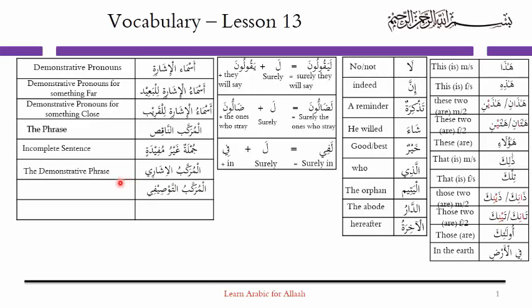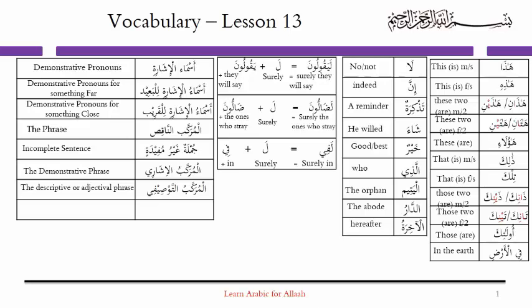Al-muraqqab al-ishari. The demonstrative phrase. This is because it is made up of two words without any concrete, conclusive meaning. Al-muraqqab al-tawsifi. This is the adjectival or descriptive phrase. Right? So, like, the boy is the tall boy. That is not a complete sentence. That is called al-muraqqab al-tawsifi. Tawsifi comes from wasafa, wasf. It is the description.